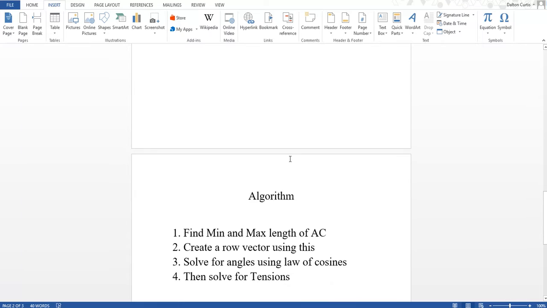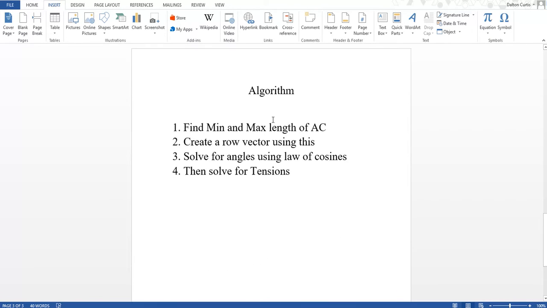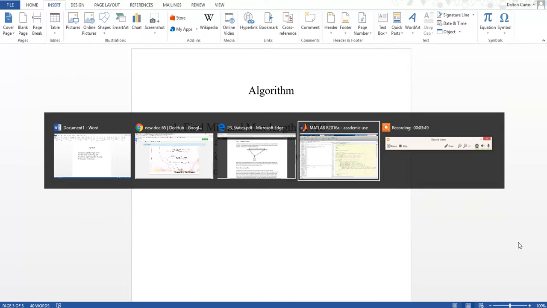So that is how we're algebraically going to solve for it. Now in MATLAB, this is our algorithm. First step is to find the min and max length of AC. 2, create a row vector. 3, solve for the angles using the law of cosines. And then 4, solve for the tensions. So let's move over to MATLAB.